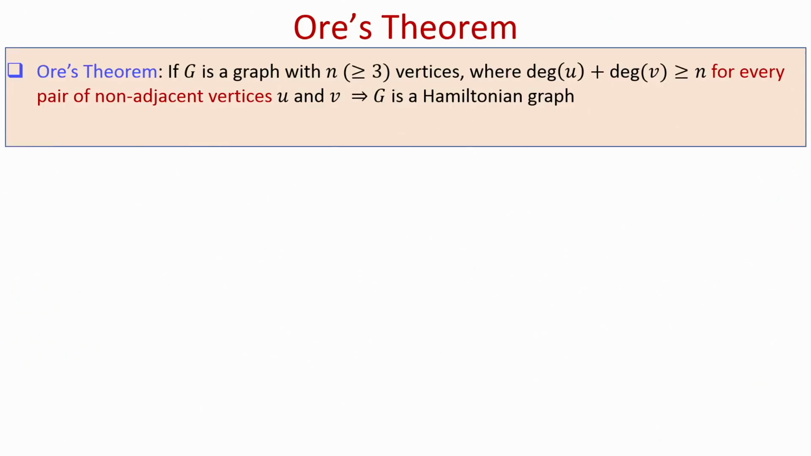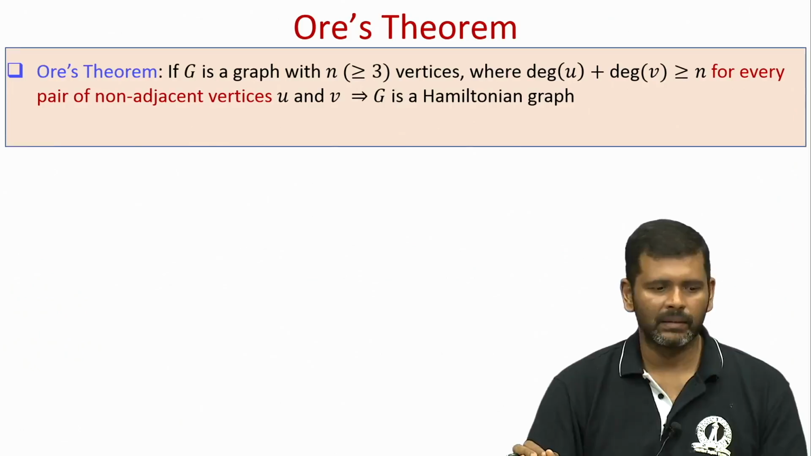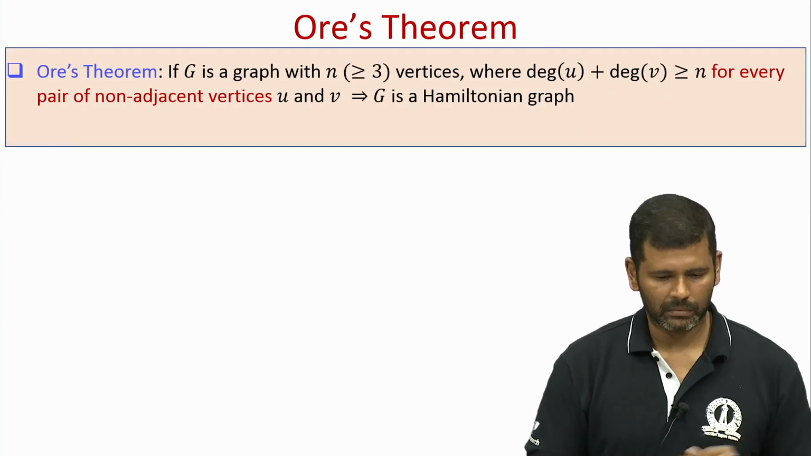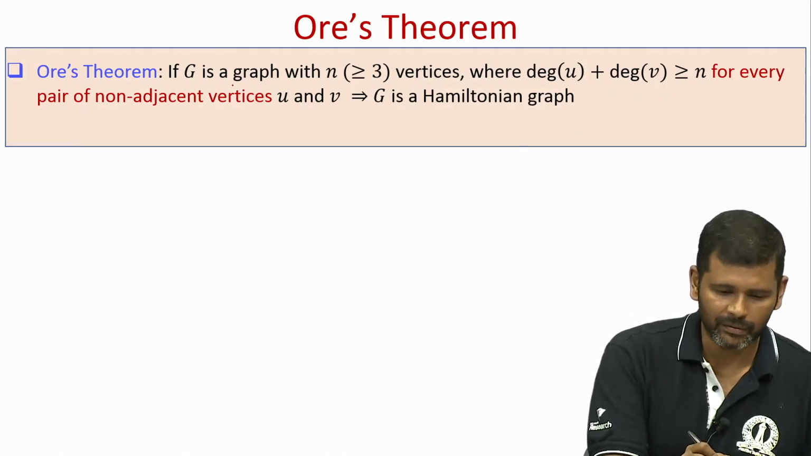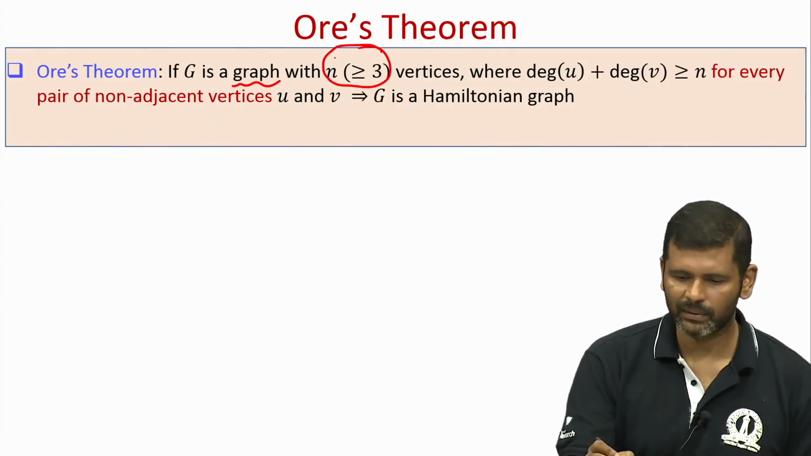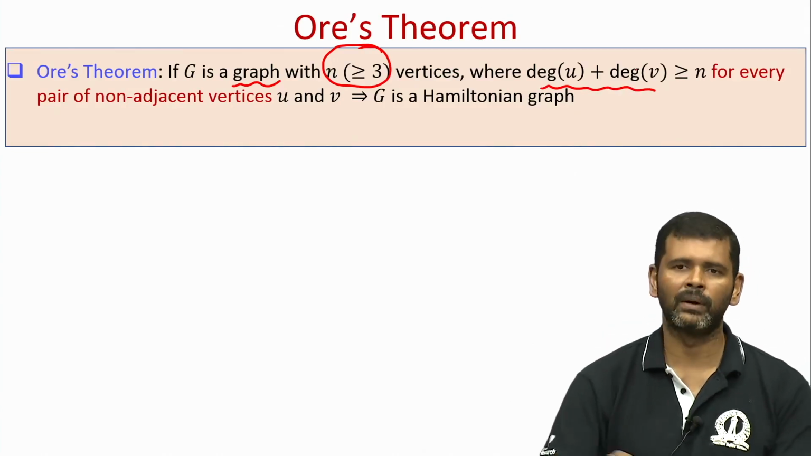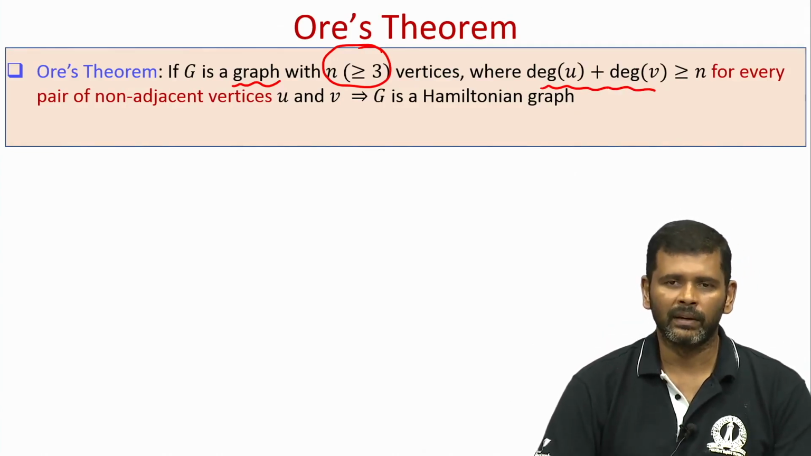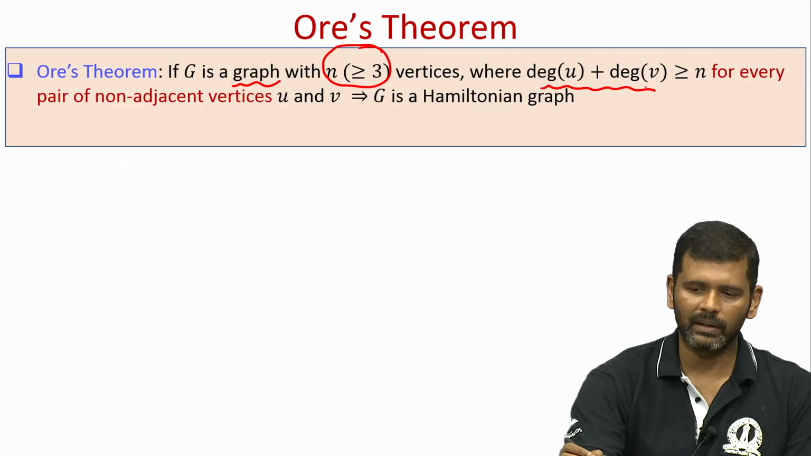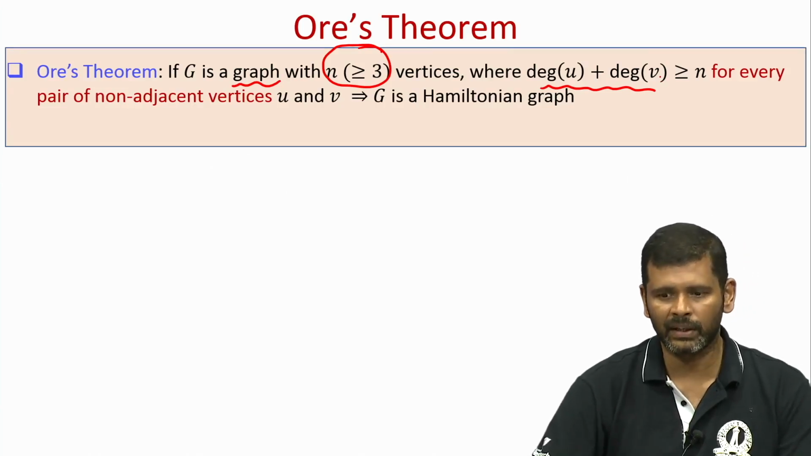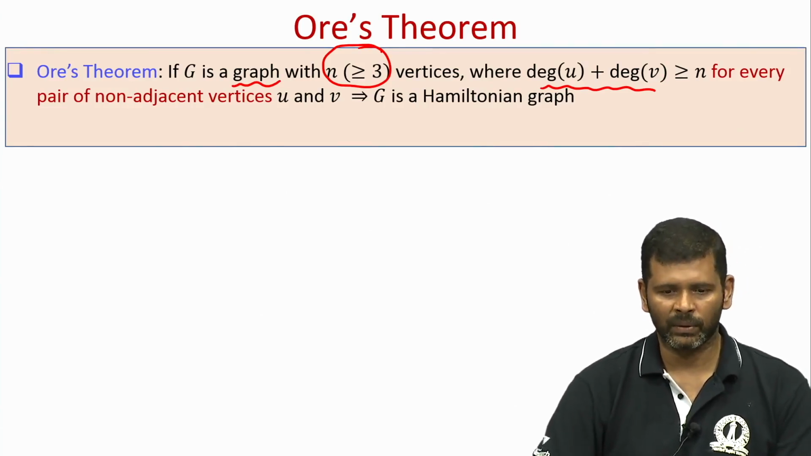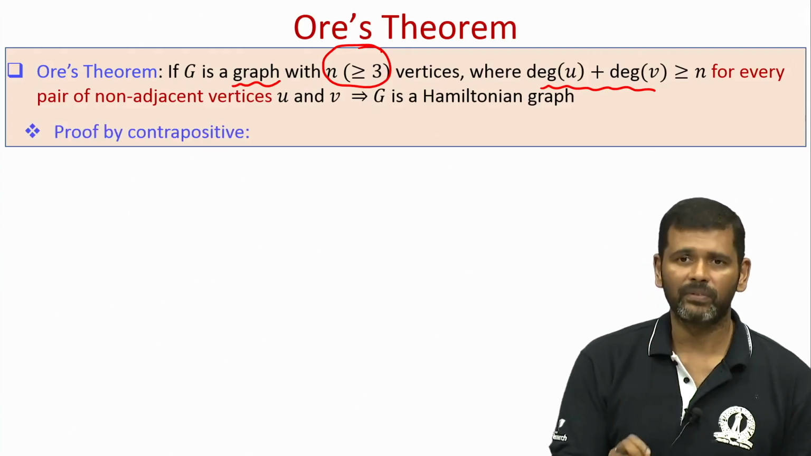So what we will do here is discuss a very high level overview of the proof of Ore's theorem. What we want to argue is the following: you are given a graph which has at least 3 vertices, because only then does it make sense to talk about the sum of degrees of non adjacent pairs of vertices. It is given that for any pair of non adjacent vertices u and v, the sum of their degrees is at least n, and I want to argue that my graph is indeed Hamiltonian. And the proof will be by contrapositive.